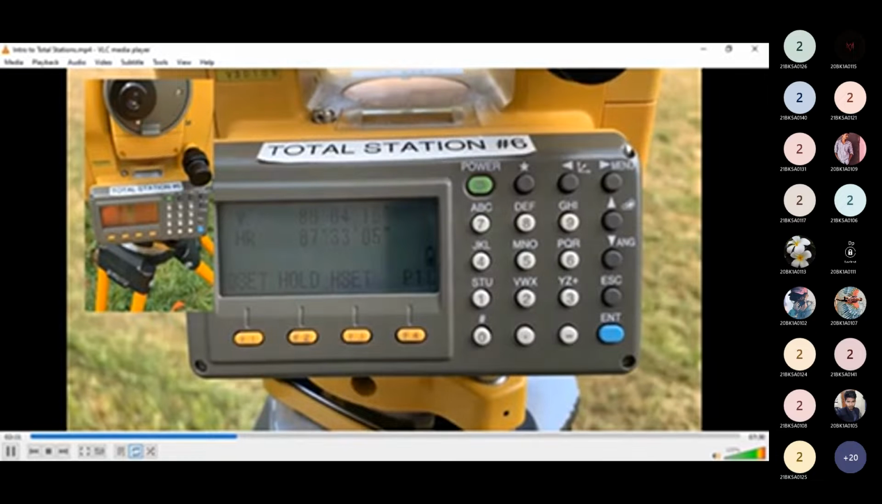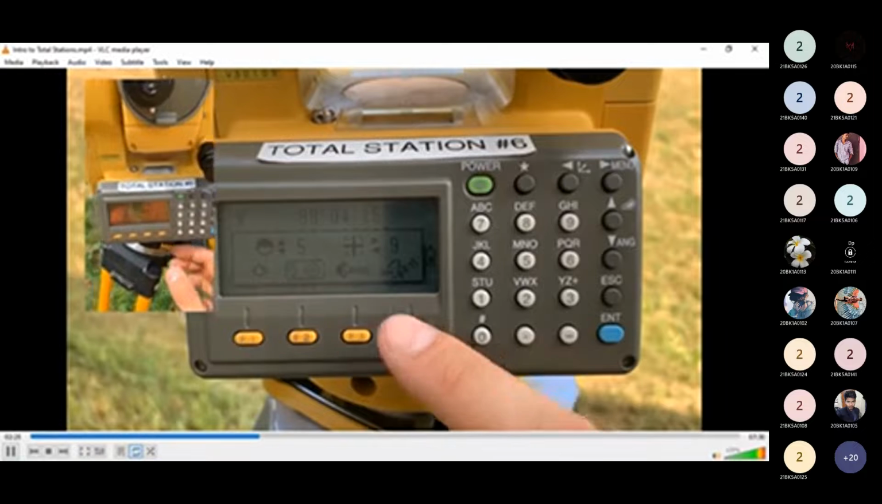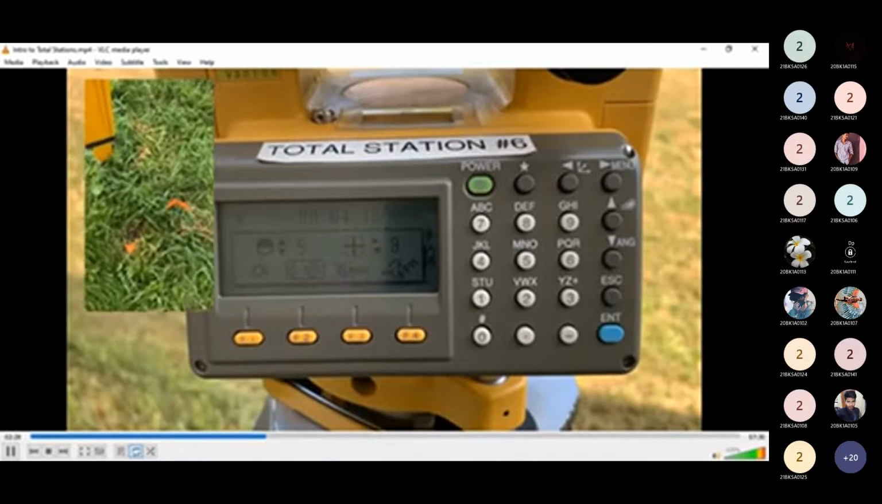Let's look at how to use the total station. The first thing we'll do is turn on our laser plummet. So that's a laser that comes out the base of the total station, and that shows us the exact point that we've set up our total station over. So to access that, we can push the star button, and F3 turns our laser on. As you can see, our laser turns on.